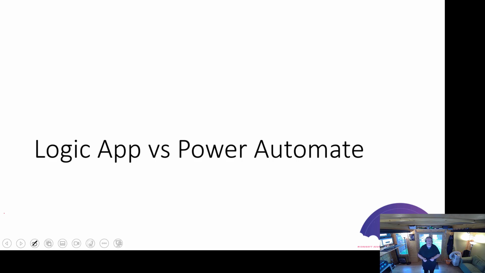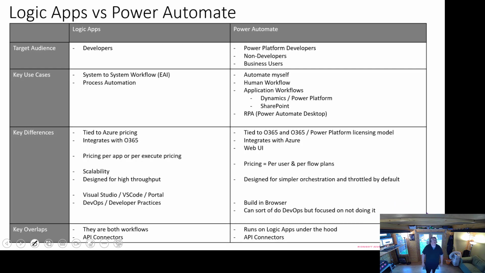We're going to look at Logic App versus Power Automate in this video today. So I guess if we start, the key difference between Power Automate and Logic App is the target audience, who these tools are aimed at.